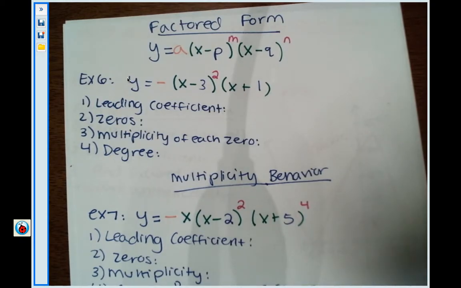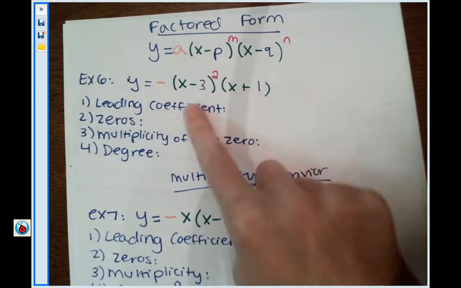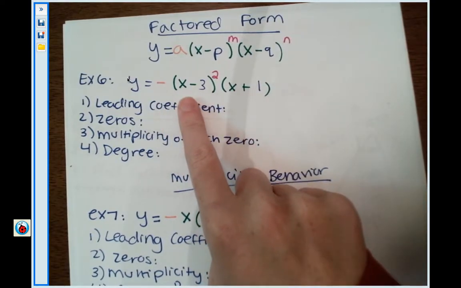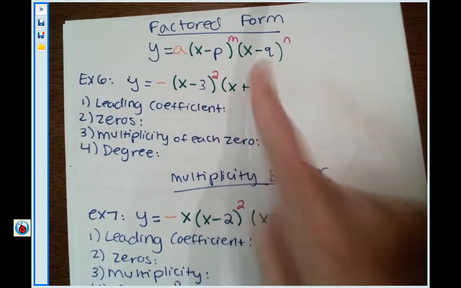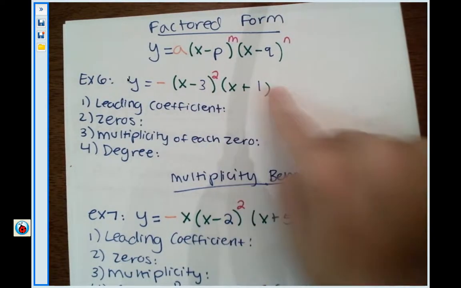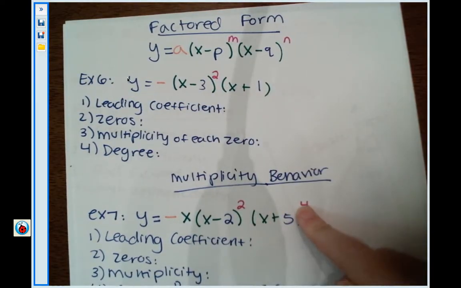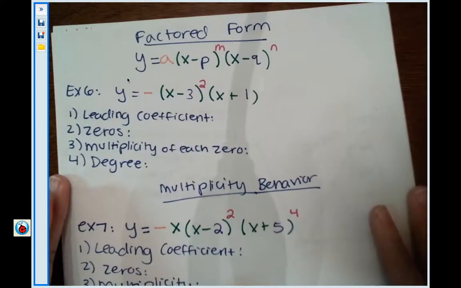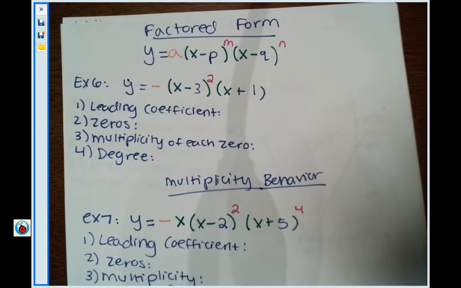So factors, if I asked you what are the factors of 10, you would probably say to me 2 and 5 or 1 and 10, because 2 times 5 and 1 times 10 multiply to equal 10. So factoring is when things multiply together. Like here in our example, we have negative times x minus 3 squared times x plus 1. Okay, so we have things that multiply together. And if we were to multiply all this stuff out, we would get it to standard form. So we are not far from standard form. We're just working with a slightly different form.